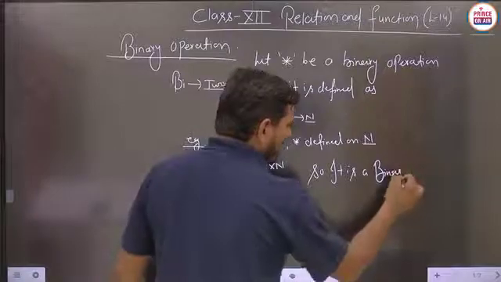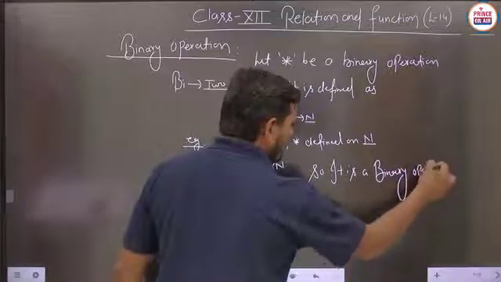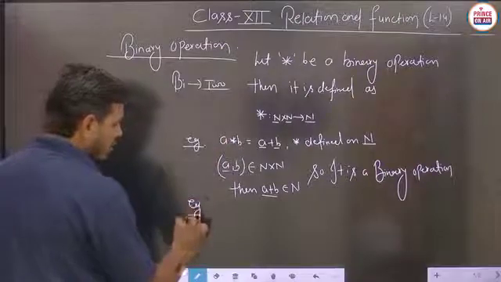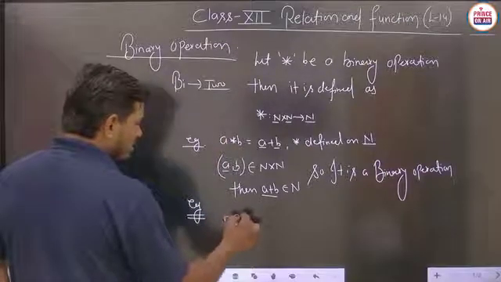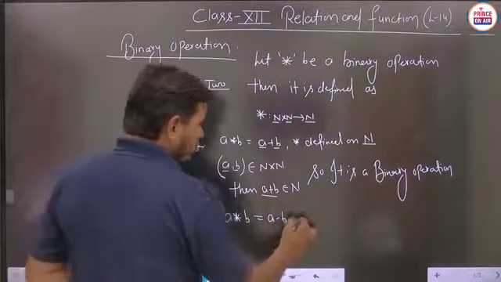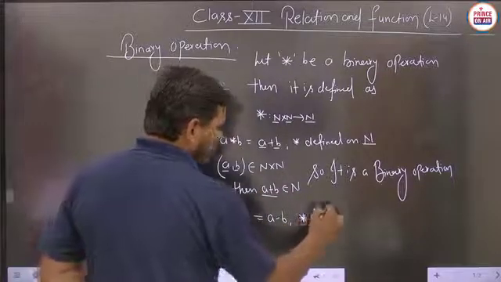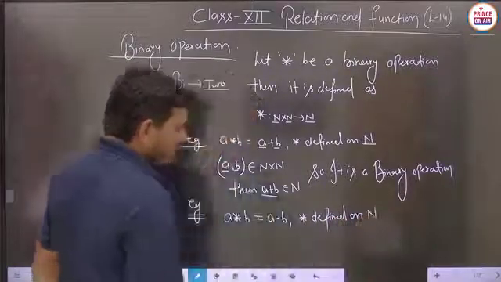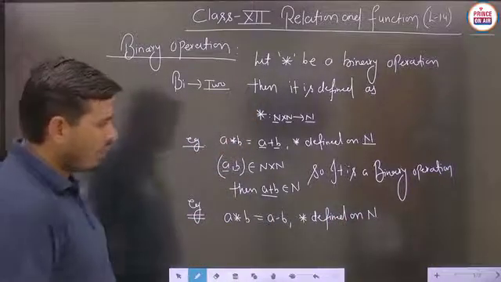Now we will take a different example also, so that the definition will be clear to each and every student. Suppose a binary operation is defined like this: a star b equals a minus b, with star defined on the natural numbers. Then we have to check whether this star will be known as a binary operation or not.